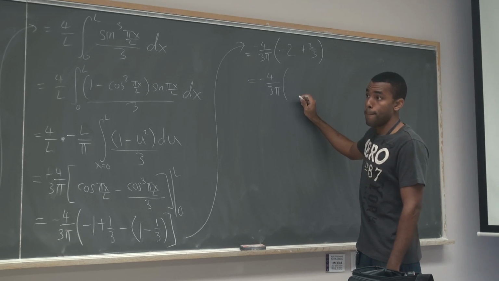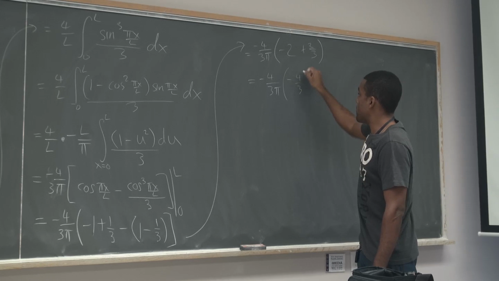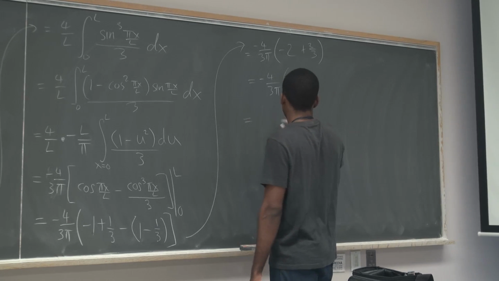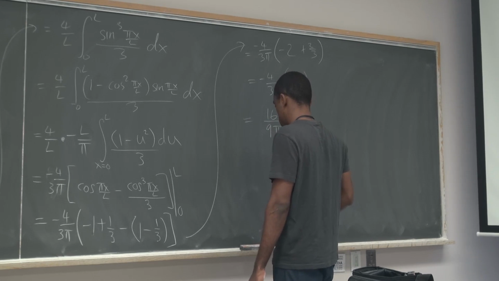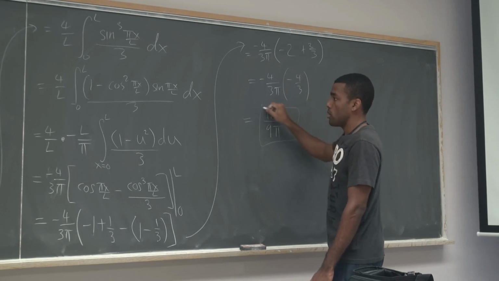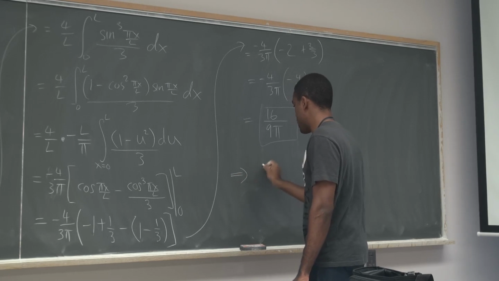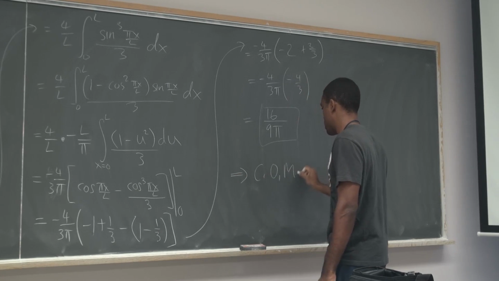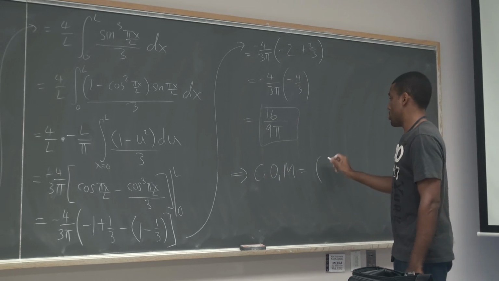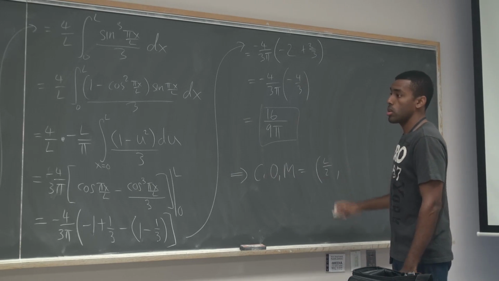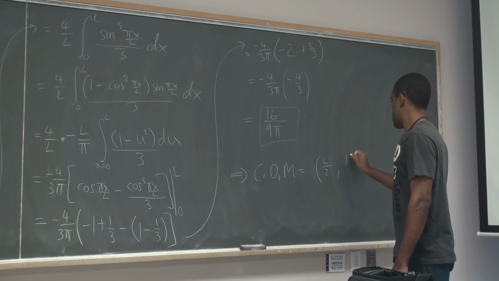Minus 4/3. So overall, multiplying these, I get positive 16 over 9. So this means my center of mass is L over 2, comma, 16 over 9.